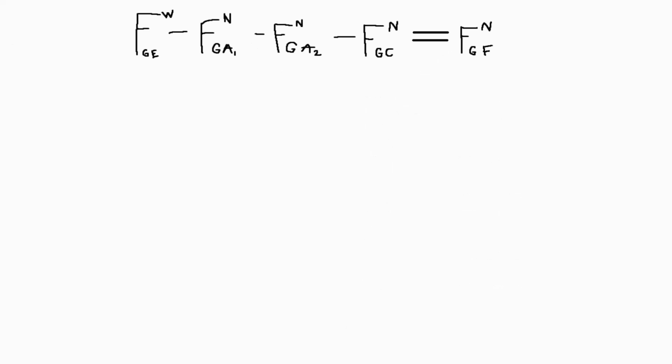Subtracting the force normal on the girl by both the armrests and the force normal on the girl by the chair from the force of weight on the girl by the earth gives us the force of normal on the girl by the floor. Plugging in numbers for these values gives us a final answer of 70 newtons for this question. Now for the second question.